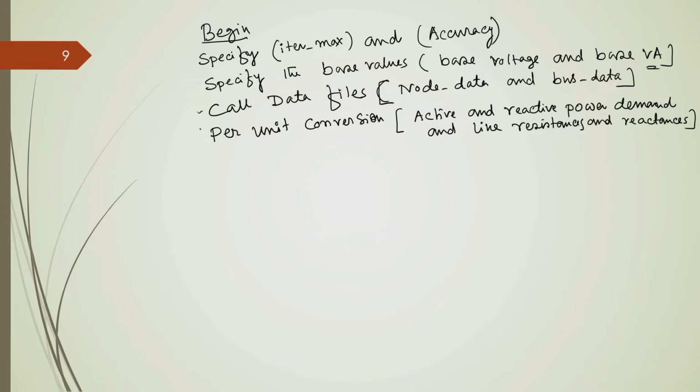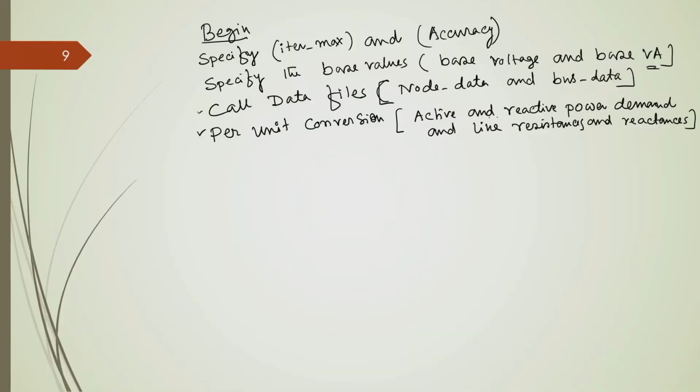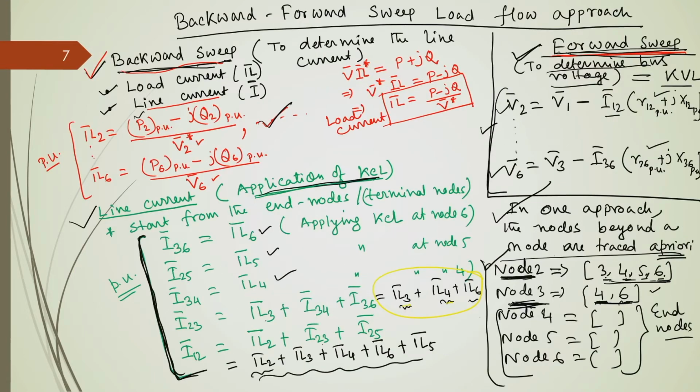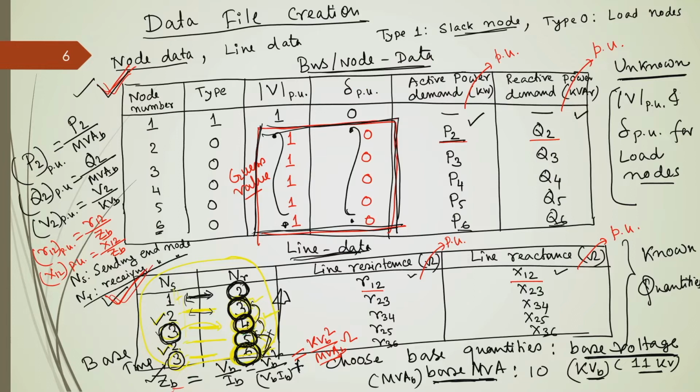So, we can do this prior to our iterative operation starting, and this will remain the same throughout this iterative process, because active and reactive power demand will obviously not change, and line parameters, line resistance and reactance, will not change. Now, how to convert one quantity to per unit quantity is mentioned over here.